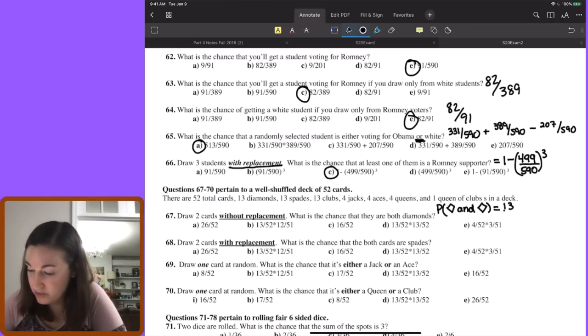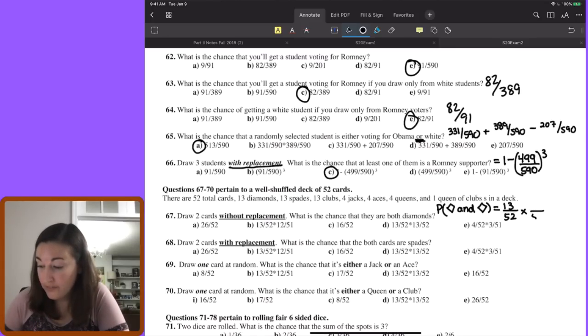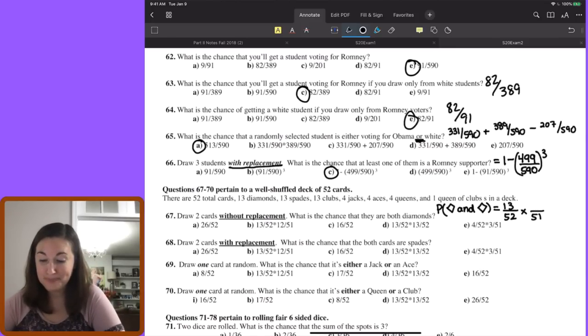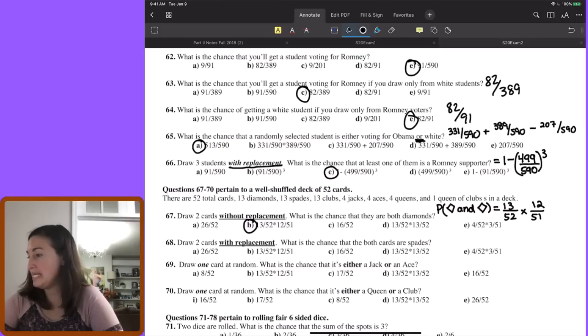So the chance I get a diamond on the first draw, it says there are 13 diamonds. So that's just going to be 13 out of 52. And means to multiply. This is without replacement. So I only have 51 cards left. And then I took out one of the diamonds already. So I only have 12 diamonds. So this should be B.